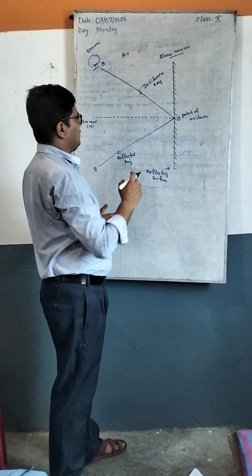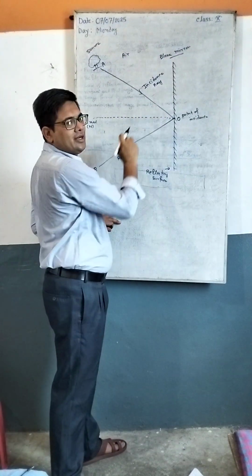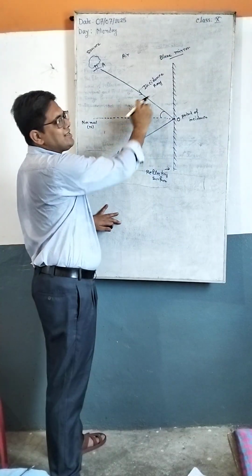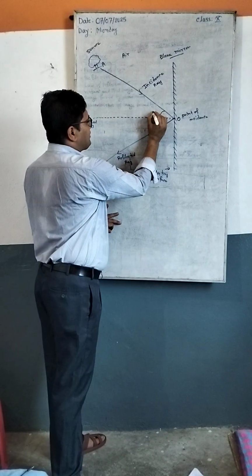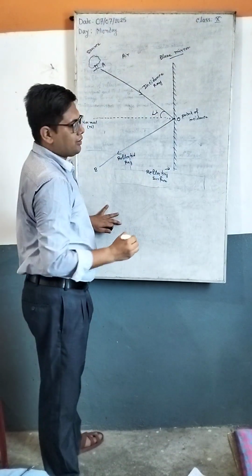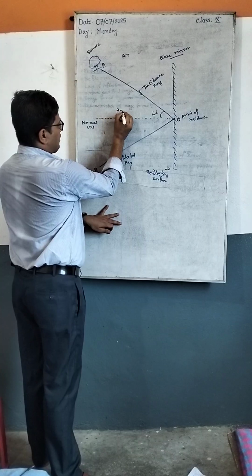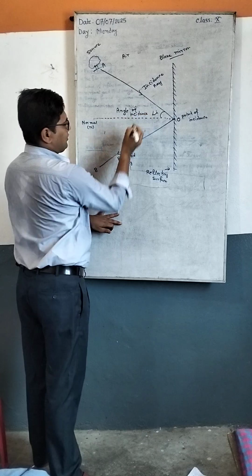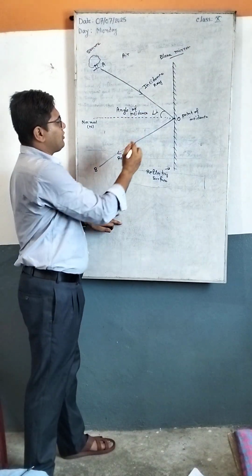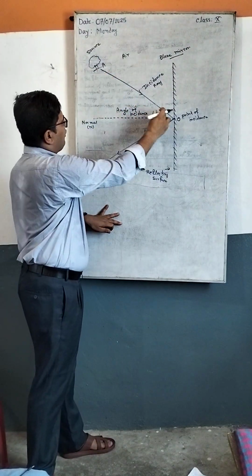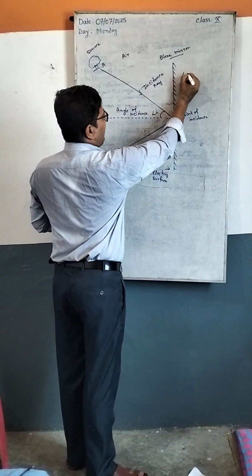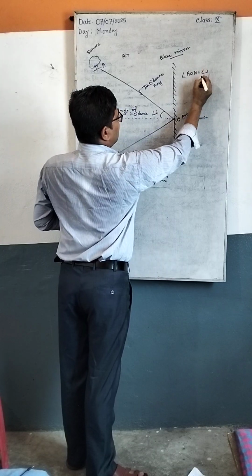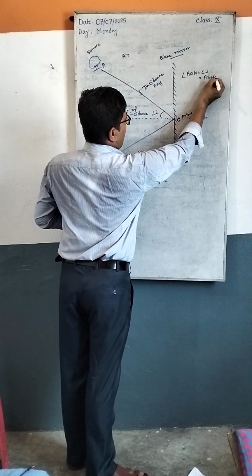And here an angle is created between the normal and the incident ray. That is represented as a small i. That is called the angle of incidence. You can see this, AON, is represented by small i. It is called the angle of incidence.